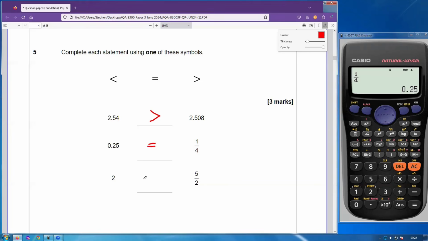The last one, 2 and 5/2. Well, again, you can use the calculator. Let's have a look at the calculator and change it to a decimal.